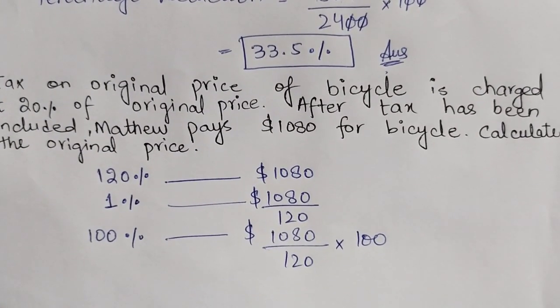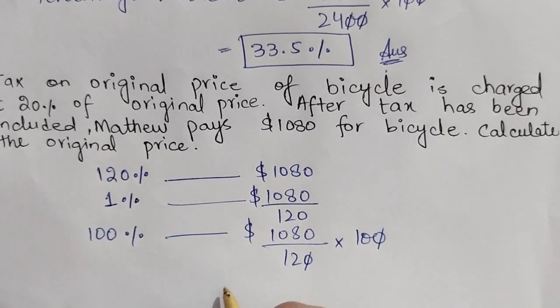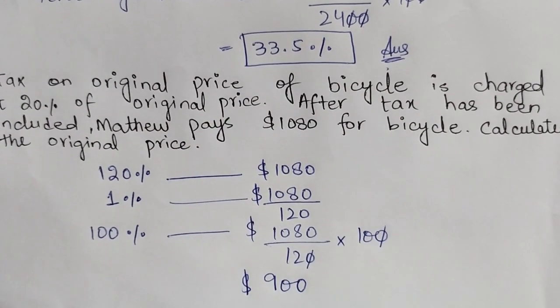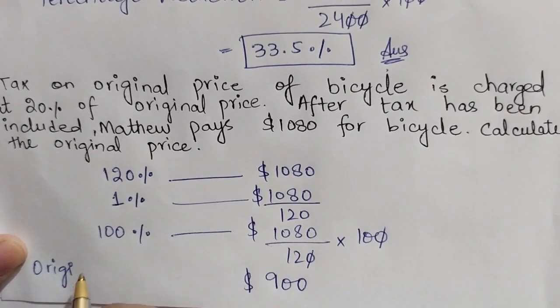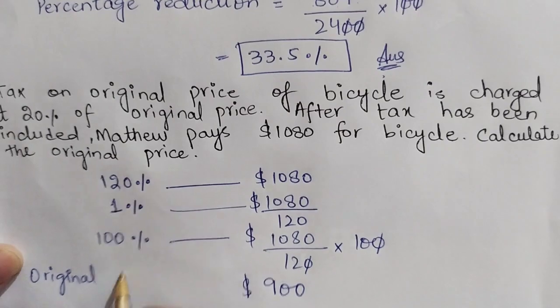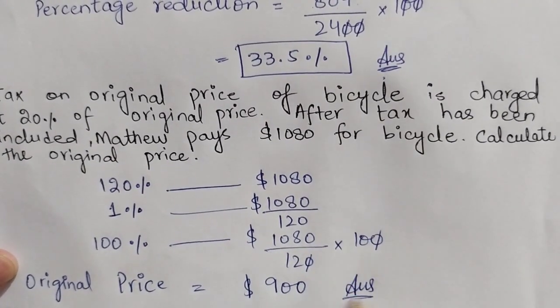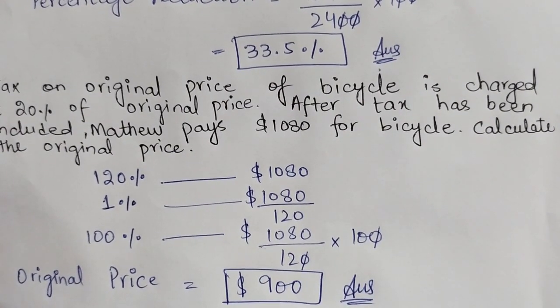So this is the way we can find it. Now do the simplification. This 0 is cut by this 0, and after simplification we get the answer $900. So this is the original price of the bicycle, which is your answer. I hope you will understand.